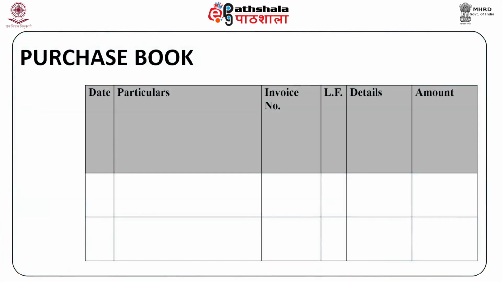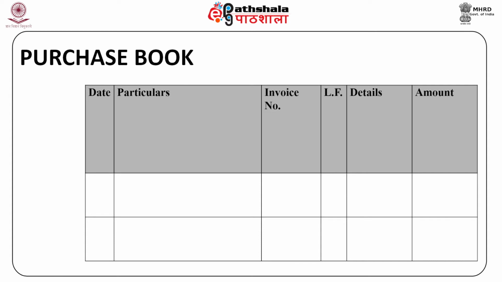Now we can discuss about the details of each column. Date. This column contains the date of transactions. Particulars, the name of the supplier, name of the articles and quantities purchased, etc. are entered in this column. The invoice number, this column contains the invoice number of the goods purchased. Then LF, the page number of the ledger at which postings has been made, is written in this column.